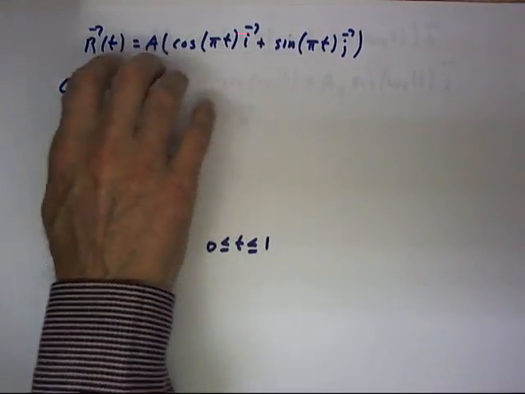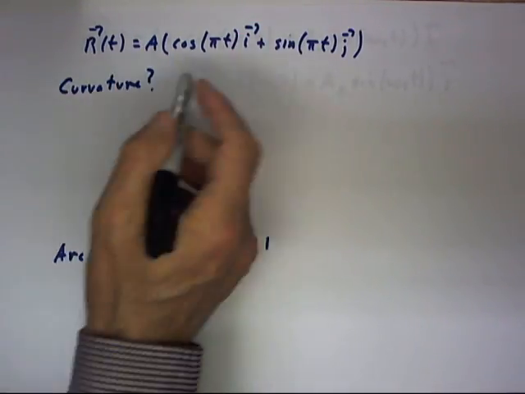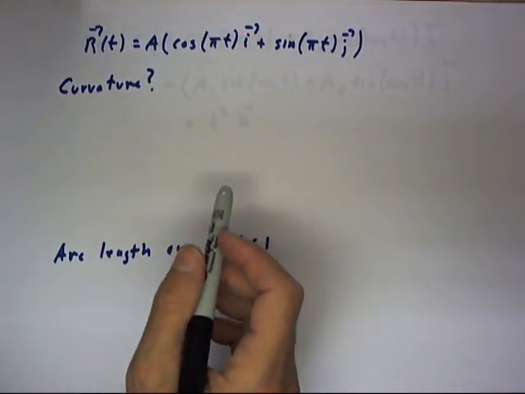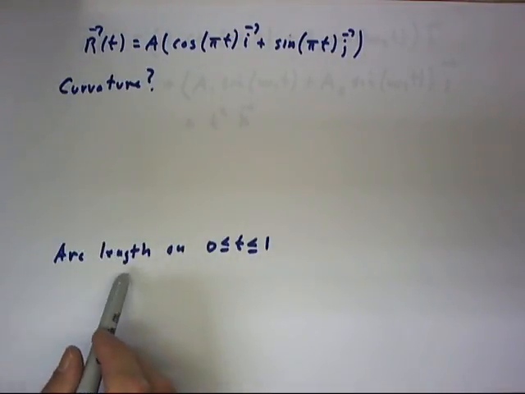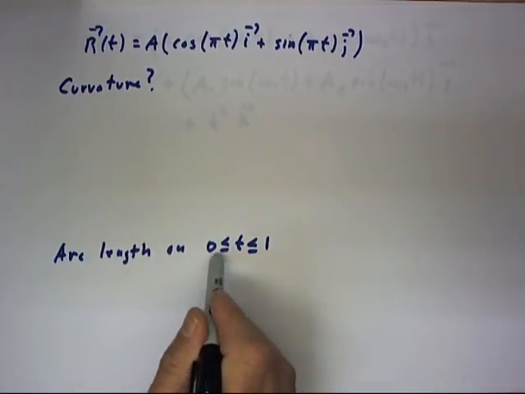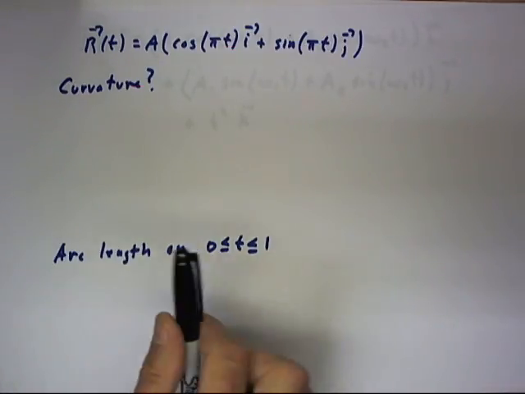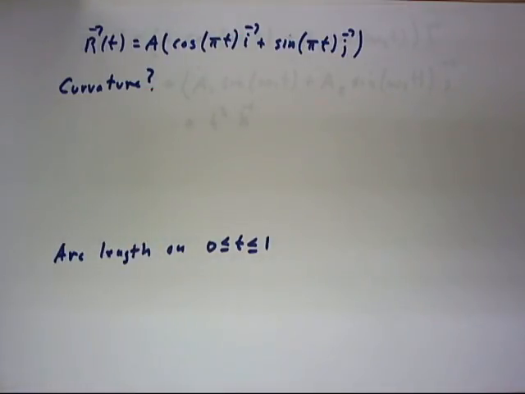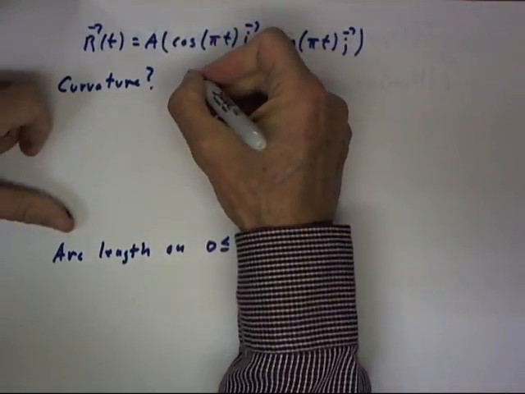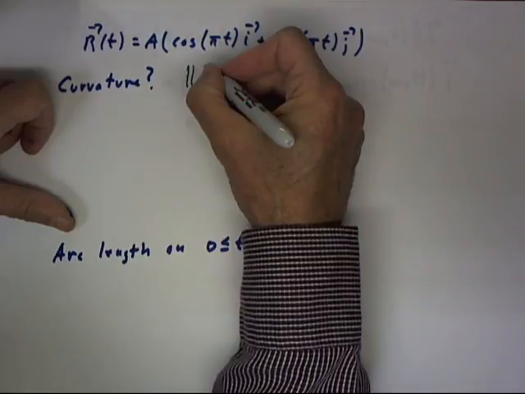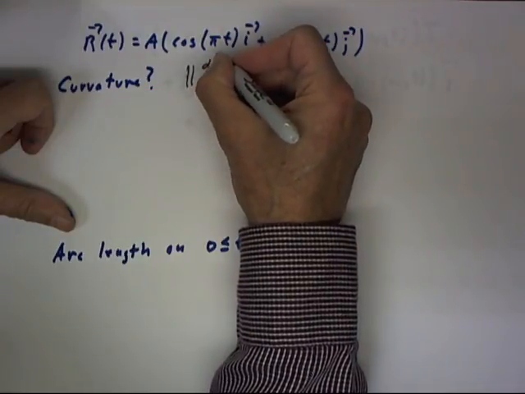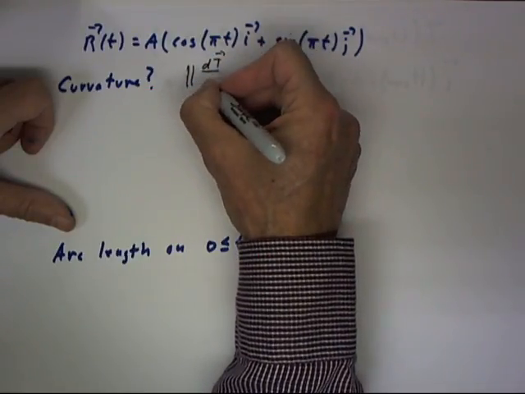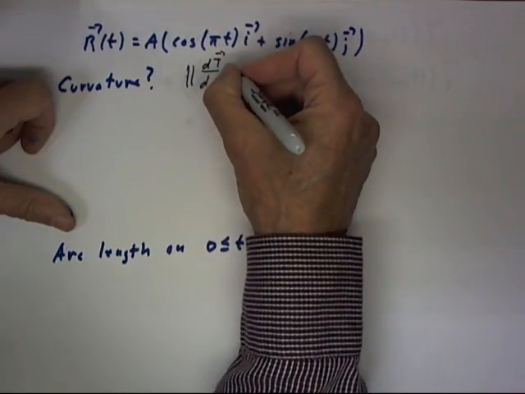Let's consider first a simple function r of t equals a cosine pi t i plus sine pi t j. We're going to calculate the curvature and the arc length on the interval from t equals 0 to t equals 1. Now our definition of curvature is the rate of change of the unit tangent vector with respect to s.